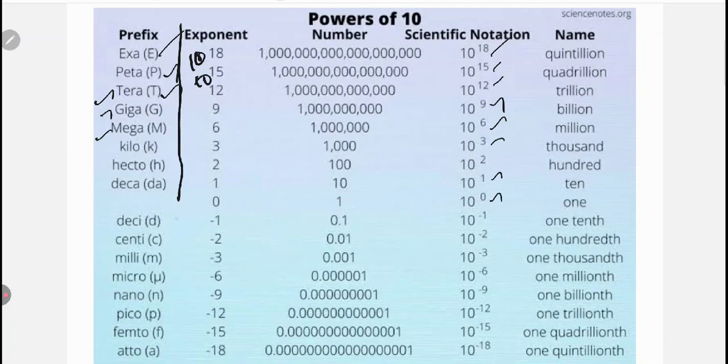Below zero, we have 10 power minus 1, which is mentioned as deci, minus 2 is centi, minus 3 is milli, 10 power minus 6 is micro, and minus 9 is nano. This region is especially good for nanotechnology, and materials between 1 to 100 nanometer are called nanomaterials. A lot of technologies are developed there. Then there are pico, femto, atto. For a capacitor, the capacitor value is mentioned in terms of picofarad. These are the prefixes for the powers of 10.